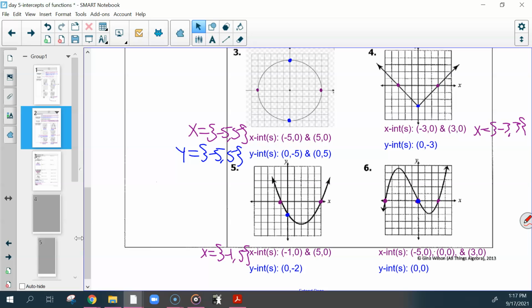Wait, what are the curly brackets for? If you want to list out multiple intercepts.